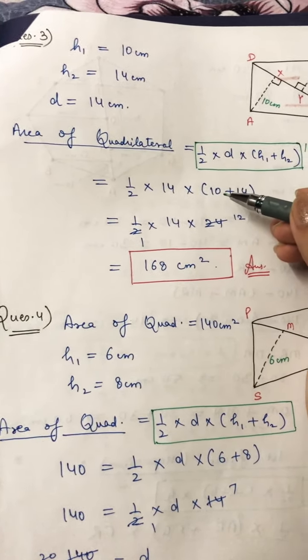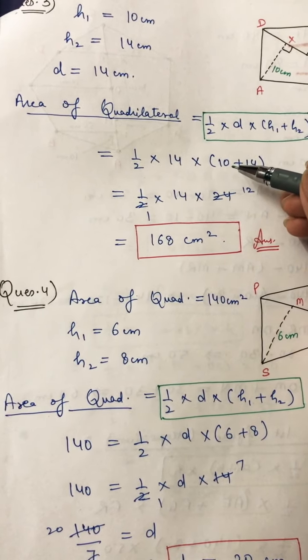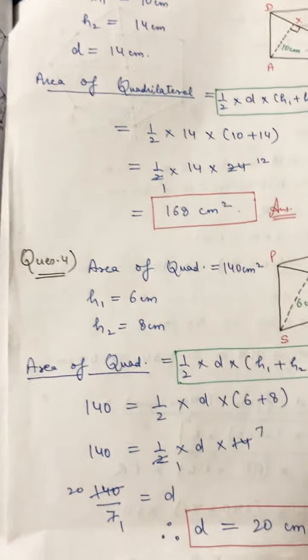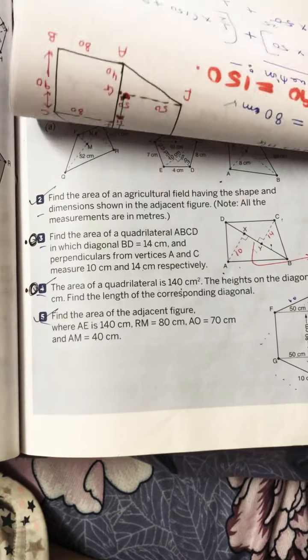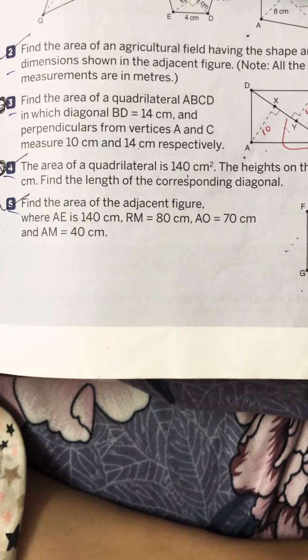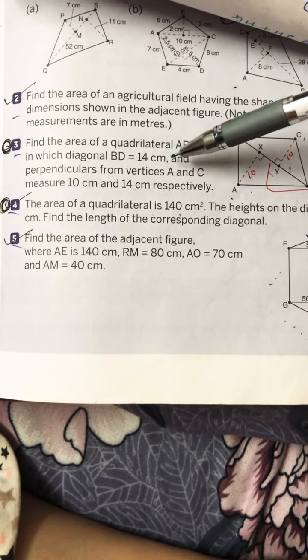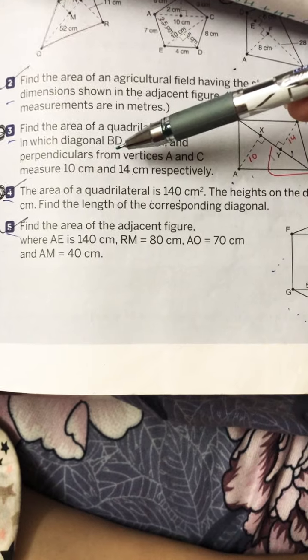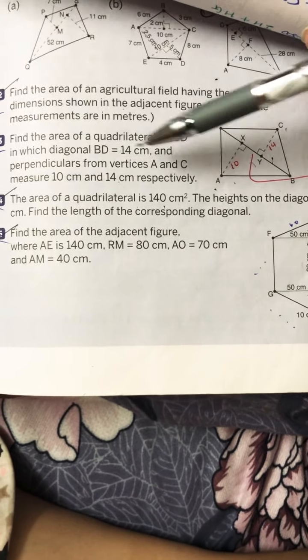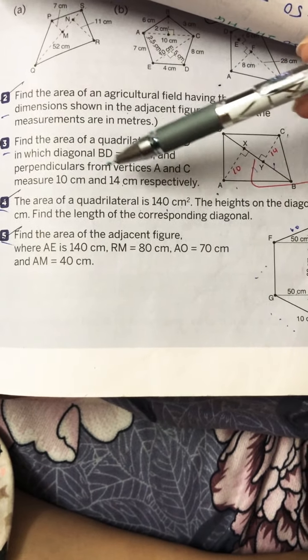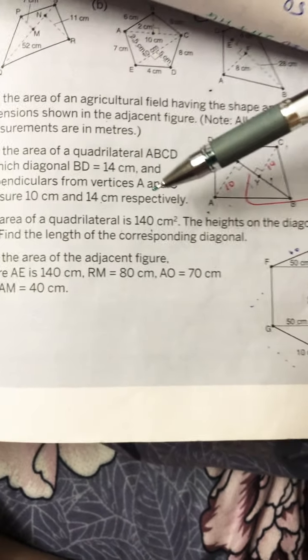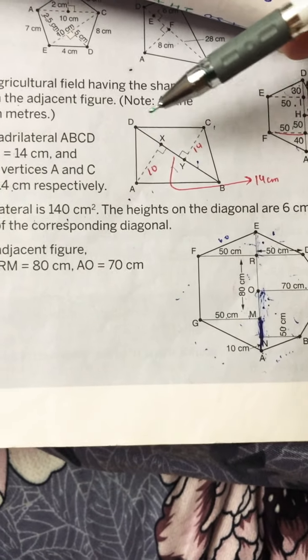Today we are going to start question number 3 of exercise 14.3. This is the question given to you. Find the area of quadrilateral ABCD in which diagonal BD is given as 14 centimeter and perpendiculars from the vertices A and C are given as 10 centimeter and 14 centimeter respectively. This is the diagram given to you.